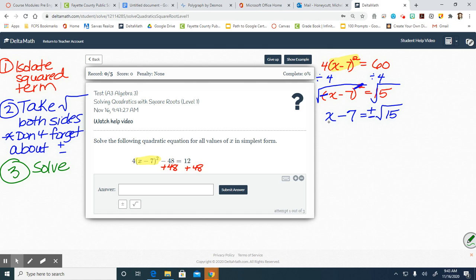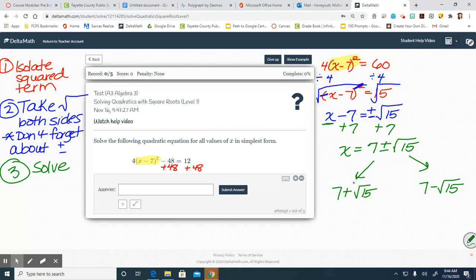And when you solve, you have the x all by itself. So I need to add the 7 to both sides. So x equals, now I can't add 7 to the square root of 15 because they're not like radicals. The 15's inside a radical, the 7's outside, so I'm going to leave it as 7 plus or minus the square root of 15. And this is actually two answers.